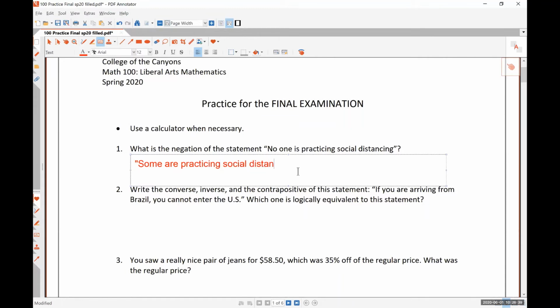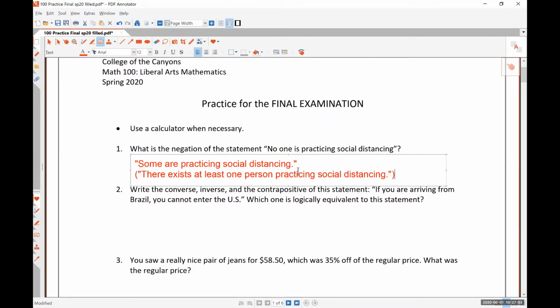social distancing. Okay. More technically, if you really want to make this a precise logical or mathematical statement, you can say there exists, man, that sounds really fancy. There exists at least one person practicing social distancing. That would be the correct negation.